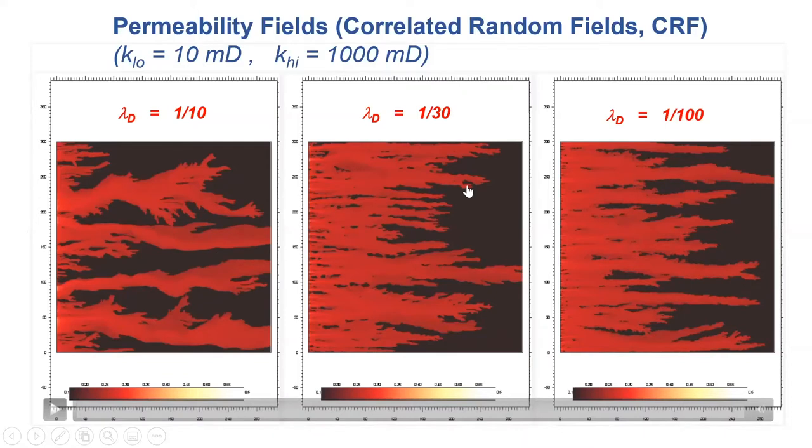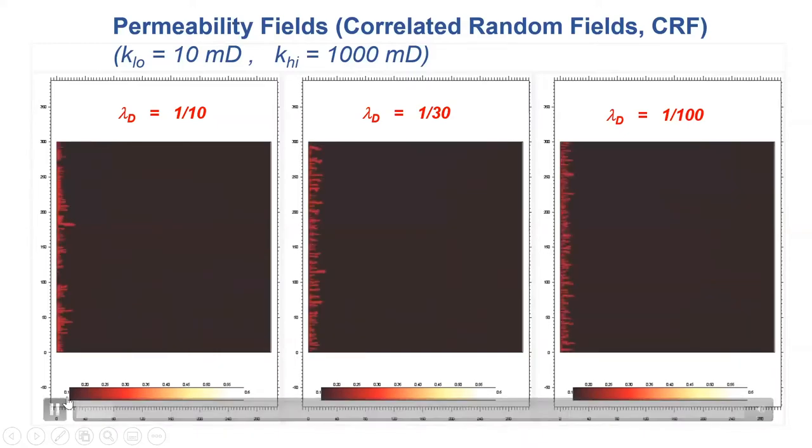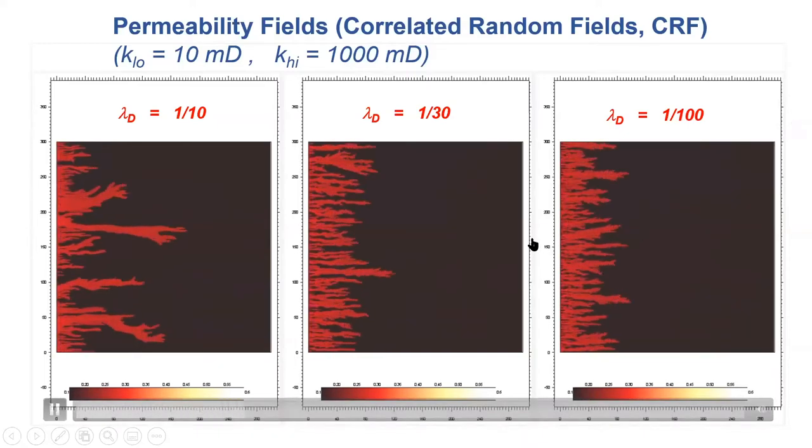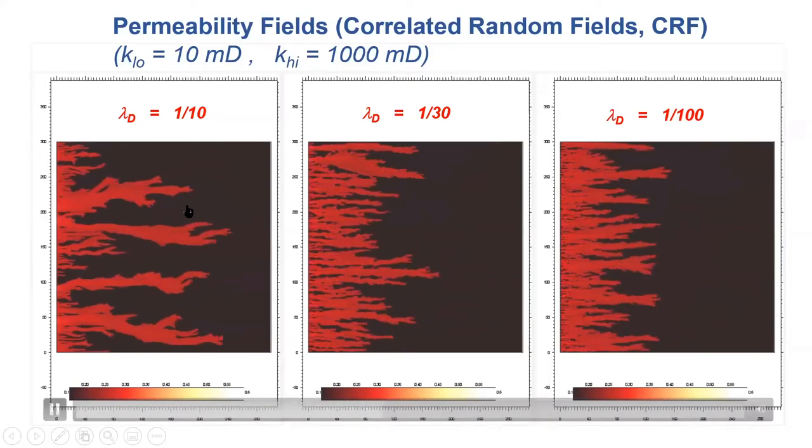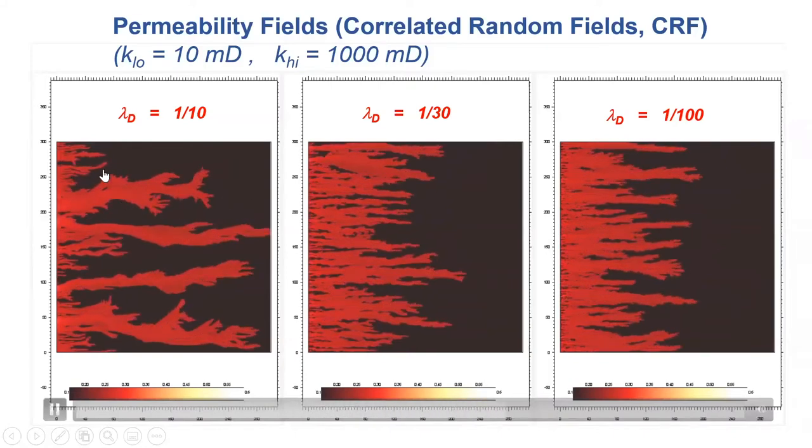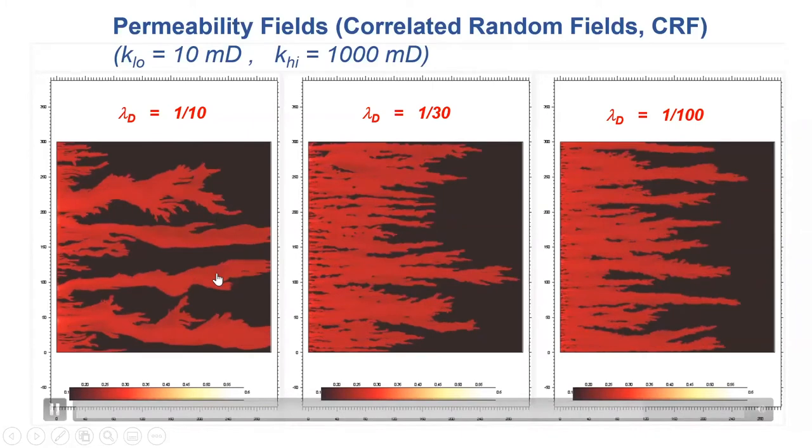This is 1/100th length, this is 1/30th. There's a bit of randomness in here, but you can see in the very short correlation length, you get very many more fingers. Watch it in the early time, just play that again. There's more fingers here than there are here, and bigger ones start to emerge, and the longer the correlation length, about 1/10, you get just a few fingers.